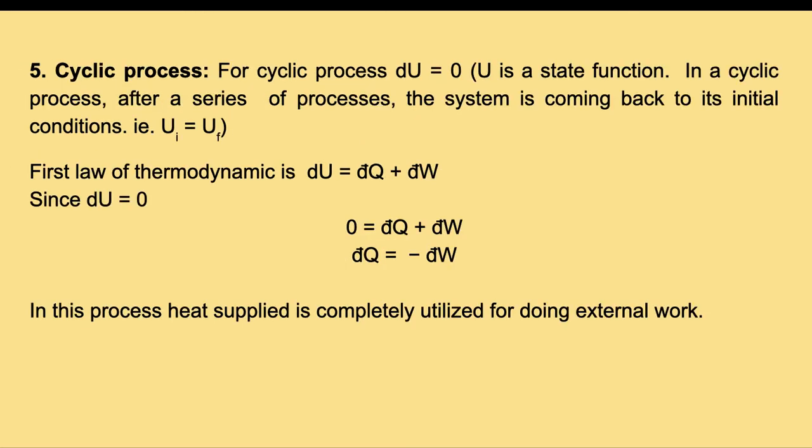So next is the cyclic process. As you know, in a cyclic process, after a series of processes, the system is coming back to its initial conditions. So here you can say that dU equals 0 because U is a state function, and in a cyclic process the system comes back to its initial conditions. That means Ui equals Uf, and our first law of thermodynamics is dU equals d̄Q plus d̄W. dU is 0, so 0 is d̄Q plus d̄W, or d̄Q equals minus d̄W. And in this process, heat supplied is completely utilized for doing external work. And this is similar to the isothermal process. And this concept we normally use in engines or heat engines.